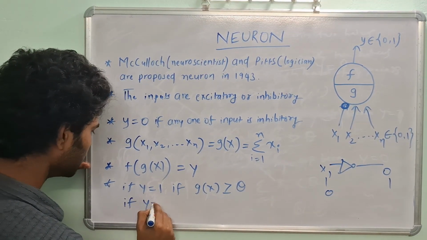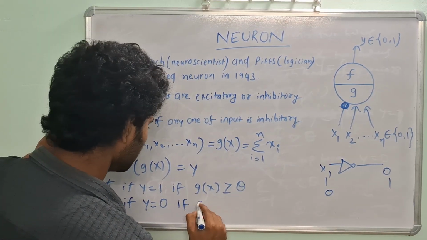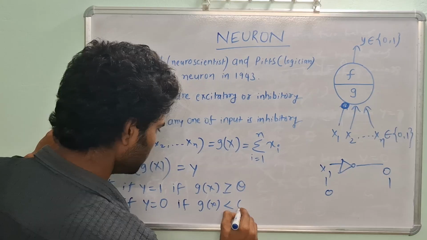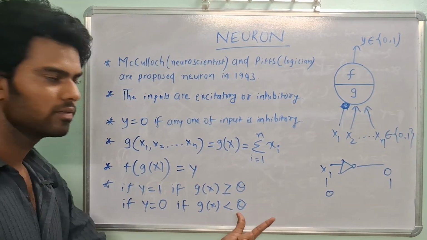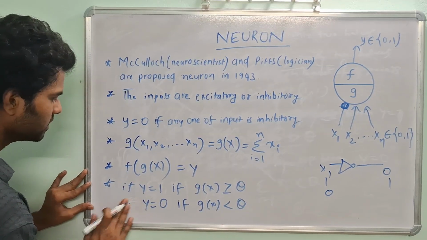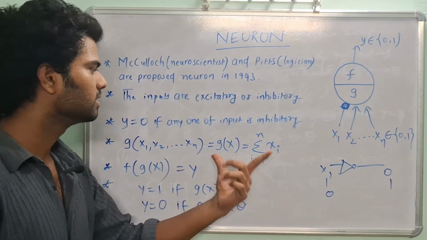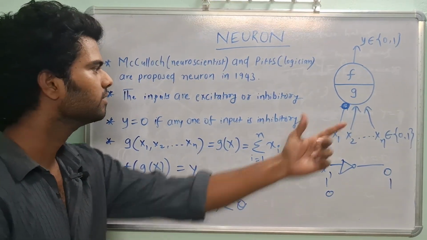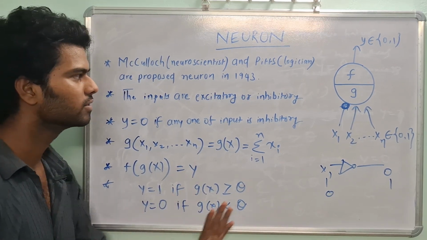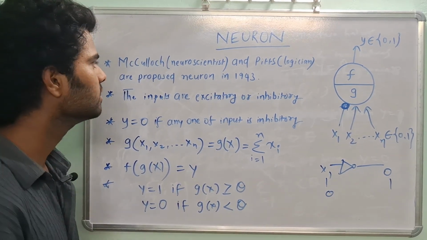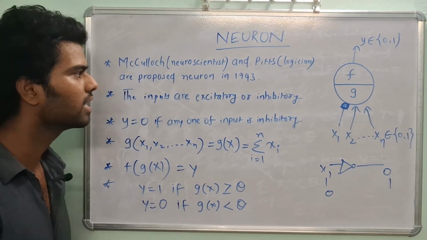The output becomes 0 if g of x is less than the threshold value. If the G function is less than the threshold value, then the output becomes 0 only. So this is just a basic structure of a neuron and how it works. This is just an idea about the neuron. Now we will discuss some logic gates, AND, OR and NOT operations.